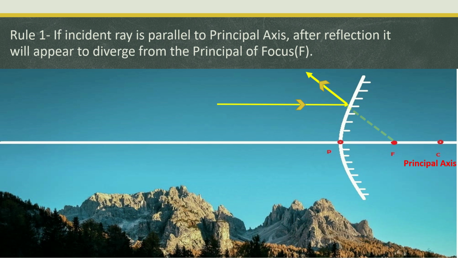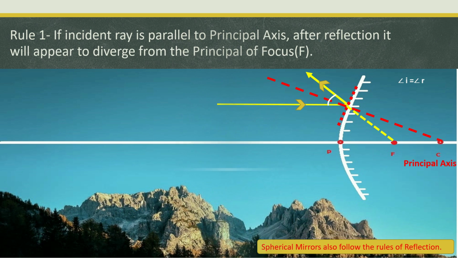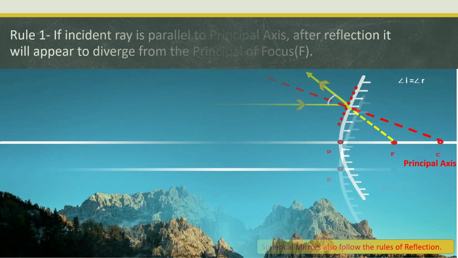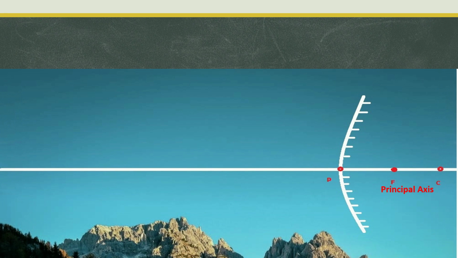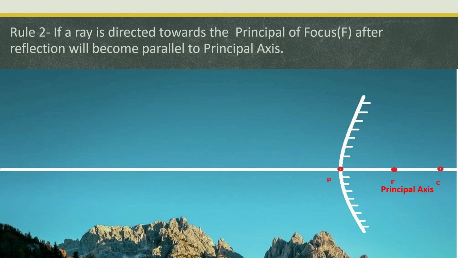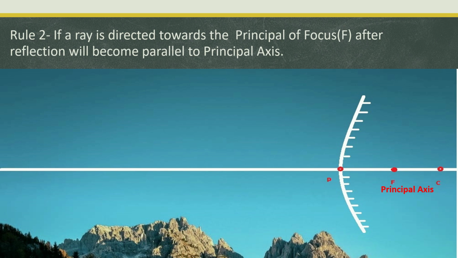the principal focus. If we draw a tangent at the point of incidence, then the center of curvature becomes perpendicular to the point of incidence, making the angle of incidence equal to the angle of reflection. This is because each point of incidence acts as a tiny plane mirror, or we can say that spherical mirrors are made up of multiple plane mirrors. Hence, convex mirrors follow the rules of reflection.